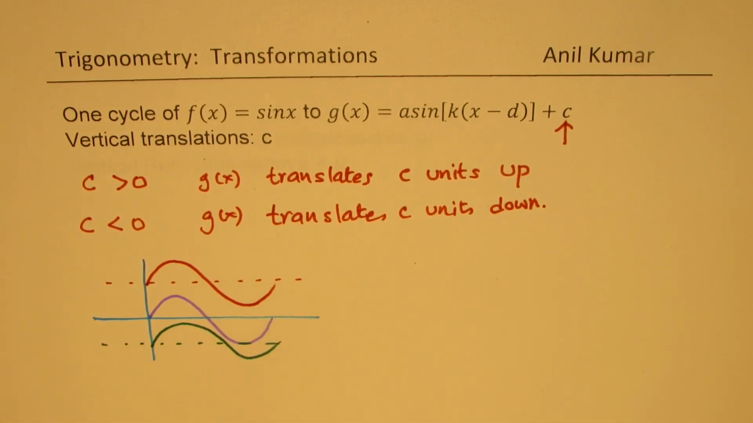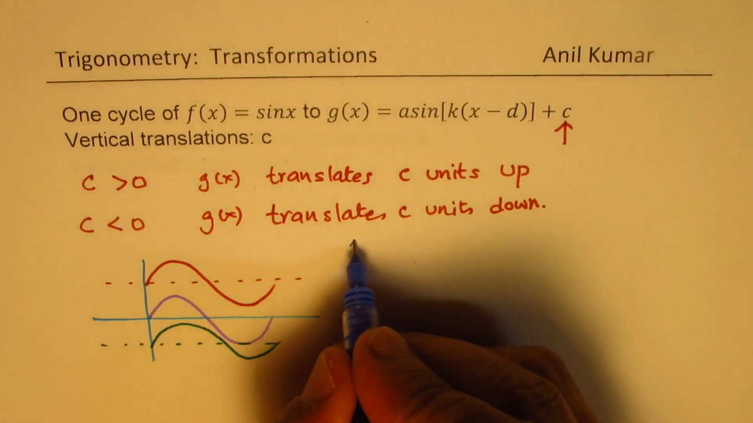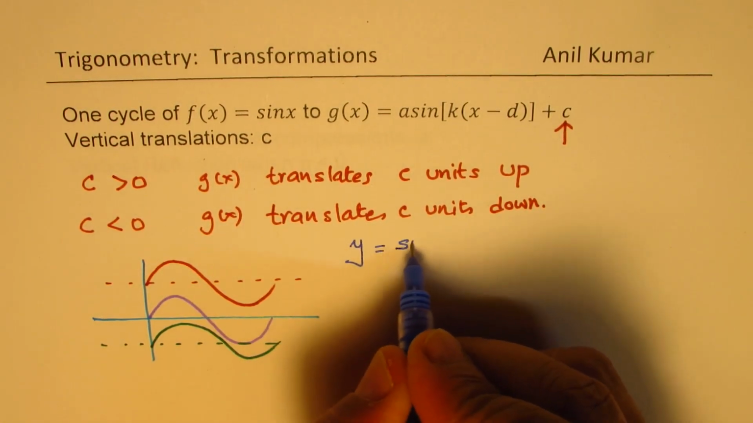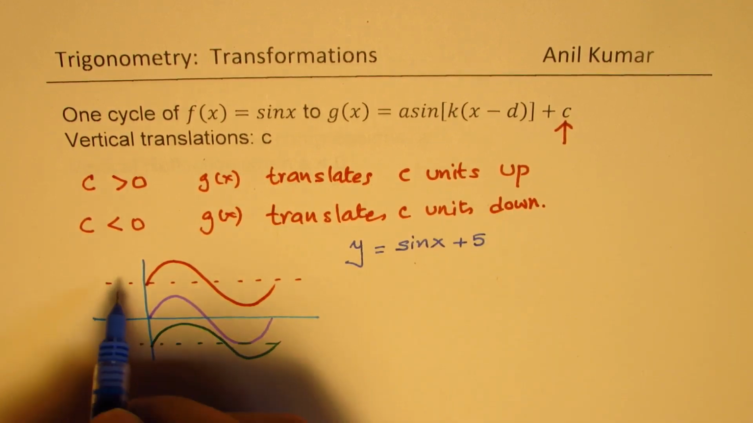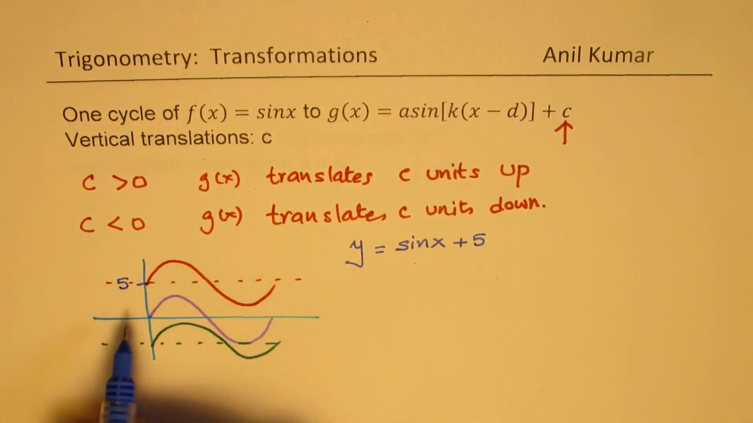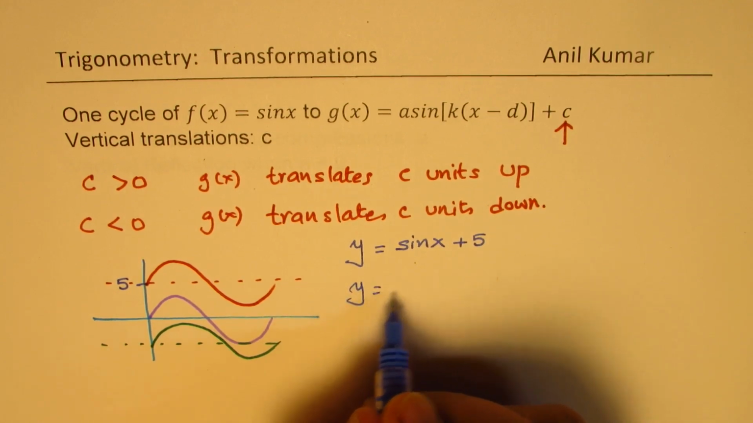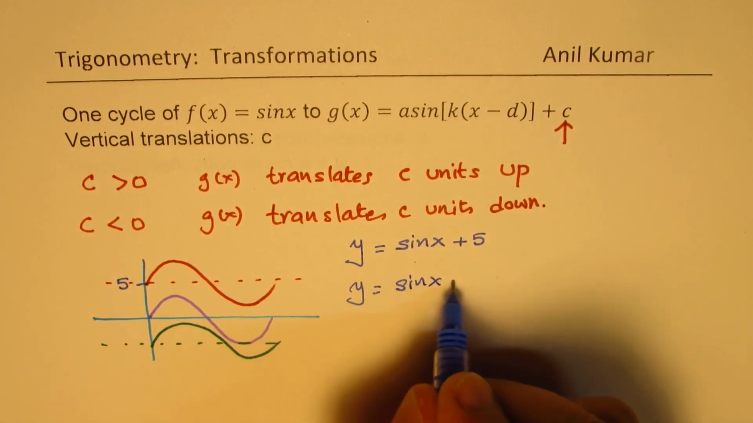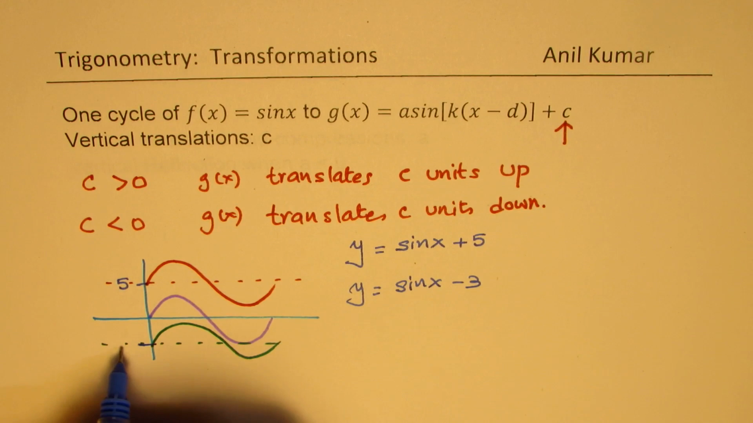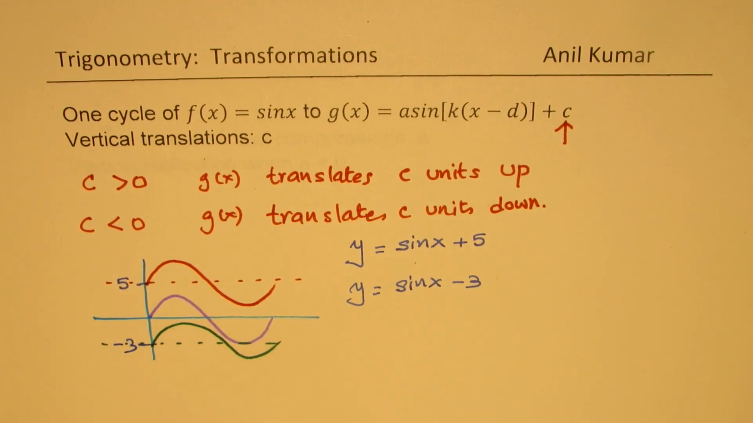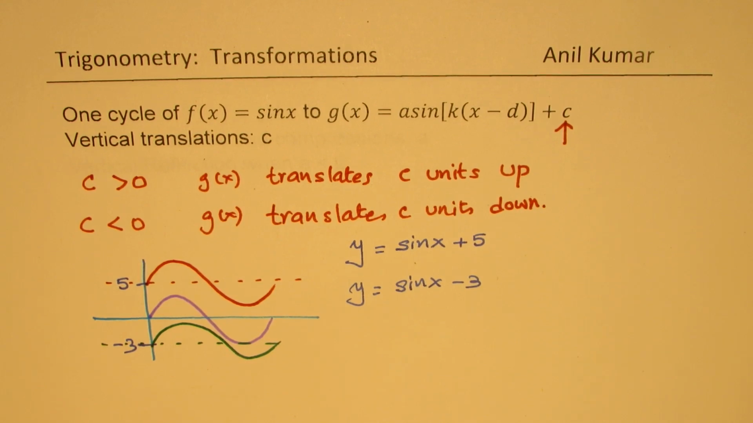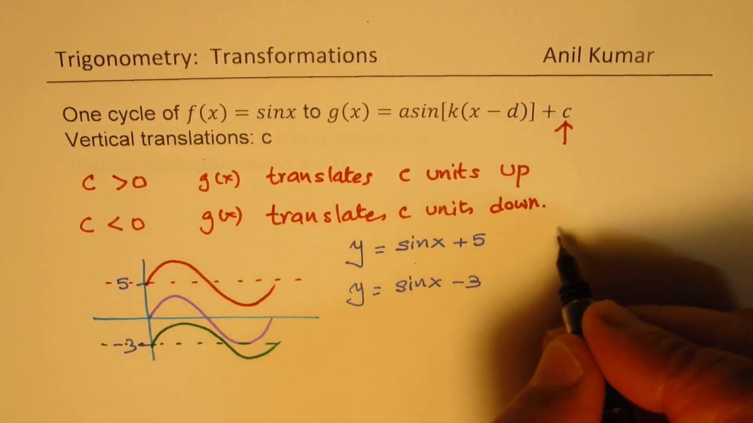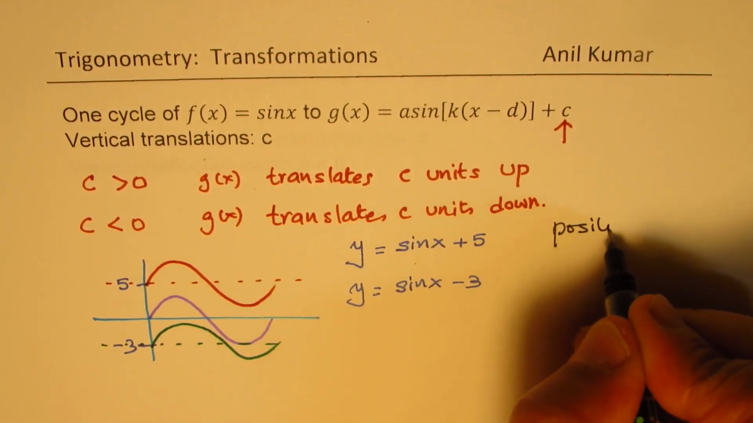To give you an example, just as we did earlier, y equals sine x plus 5, for example, will move the graph 5 units upwards, and y equals sine x minus 3 will move it 3 units down. Does that make sense to you? So again, in this particular case also, the position changes.